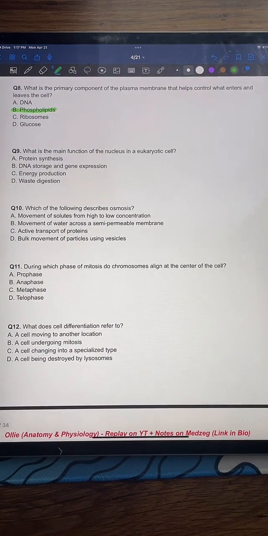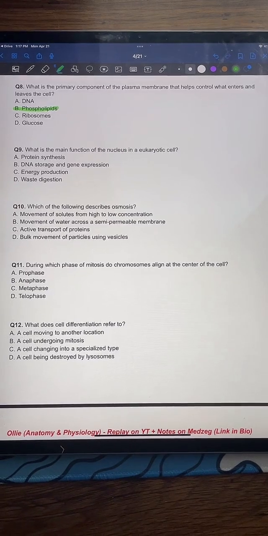Number 9. What is the main function of the nucleus in a eukaryotic cell?